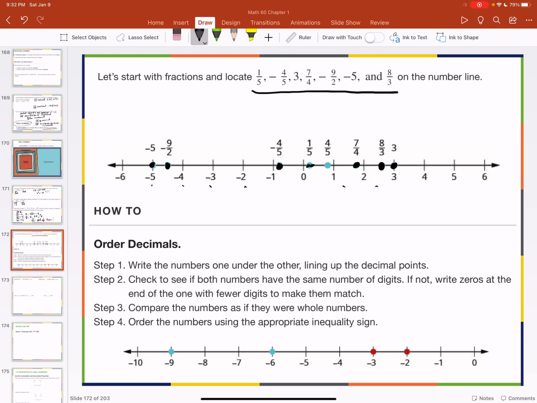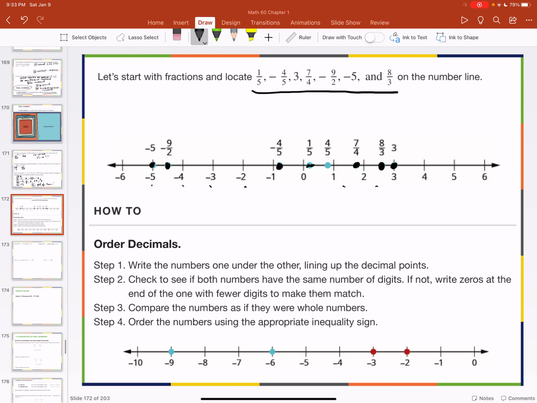Okay, so how do we order decimals? If you want to order decimals, you can think about it as money. First, write the numbers one under the other, lining up the decimal points. Second, make sure both numbers have the same number of digits, and if they don't, write zeros at the end of the one with fewer digits to make them match. Third, compare the numbers as if they were whole numbers, and then order the numbers using the appropriate inequality sign.